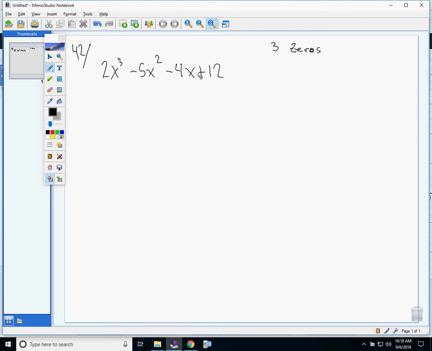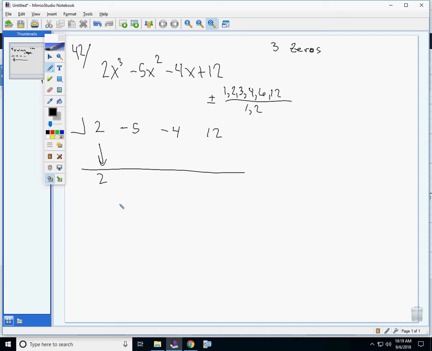So I find the factors of 12, which are 1, 2, 3, 4, 6, and 12. Divide them by the factors of 2, so 1 or 2. These are the combination of numbers that I can use inside of the box. Alright, so I'm going to just choose a number.